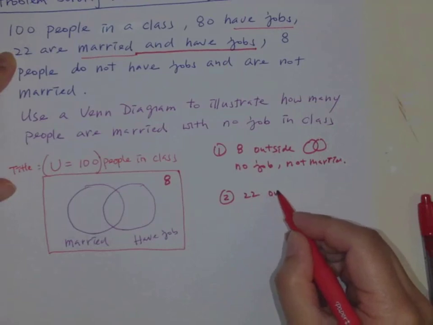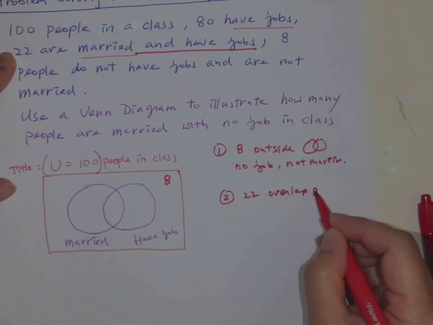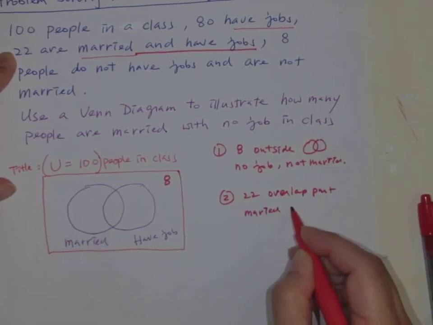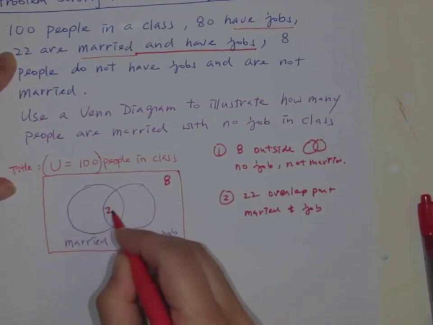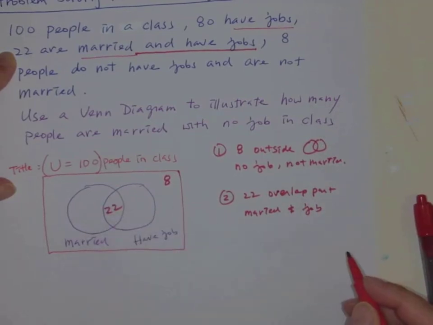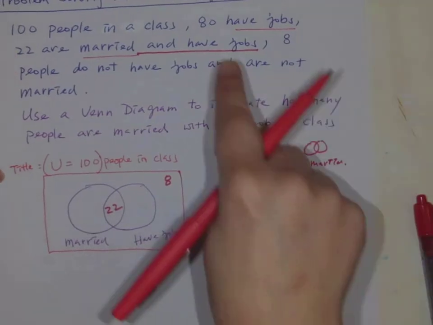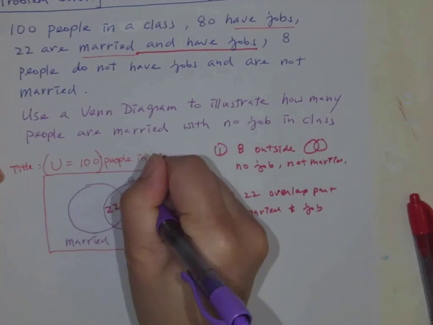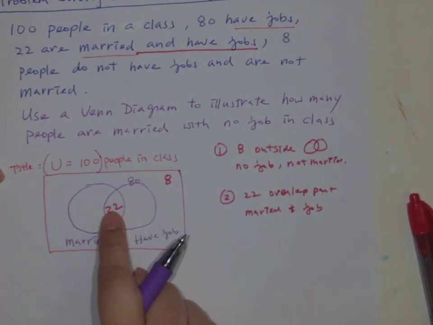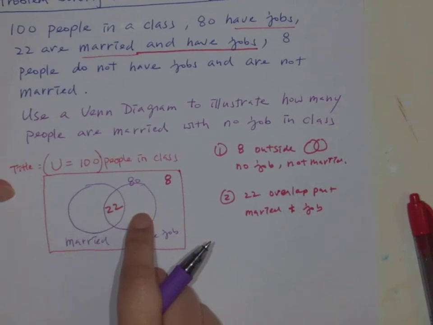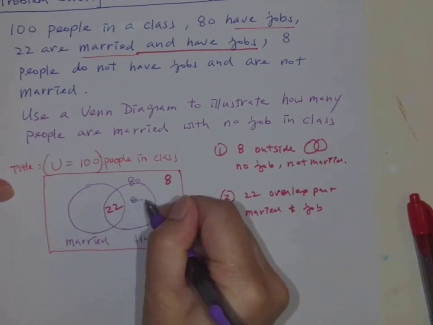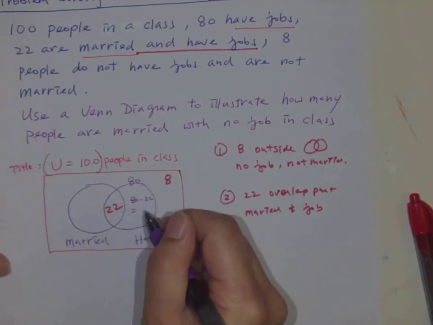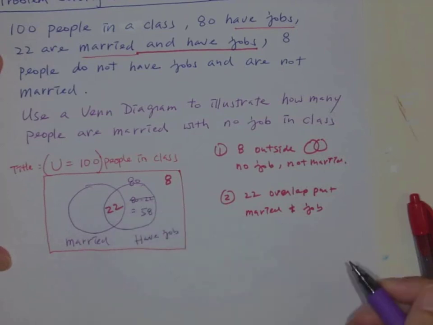22 should go to the overlapping part because it's married and have job, right? So 22 go here. All right, so now what else do I know? 80 have job, meaning this whole circle have job should have 80 people, right? And if 22 is both, then how many here? So this part would be 80 minus 22, right? So 80 minus 22 will be 58. So I'm going to cross that out here.